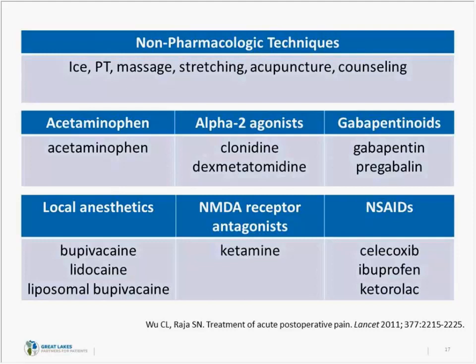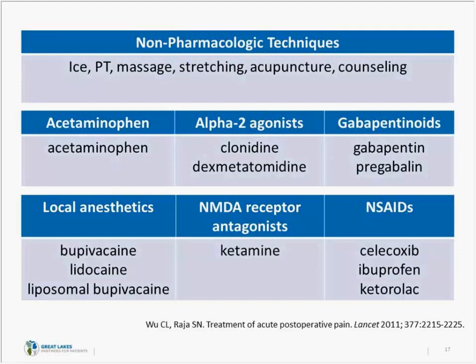NMDA receptor antagonists like ketamine work very, very well also to control pain. There has been a hesitancy to use medicines like ketamine for a while because it kind of freaks patients out. They can have dissociative sorts of symptoms that are very unpleasant. But we have learned that if you keep the dose down to, say, 0.5 milligrams per kilogram, you can decrease postoperative pain scores and decrease opioid use also, and not just for surgical pain.